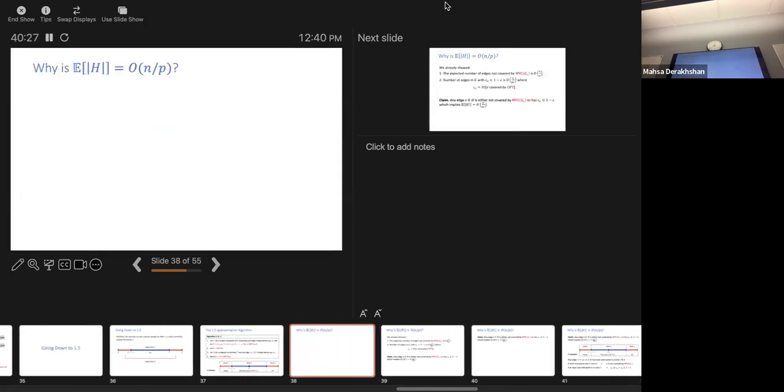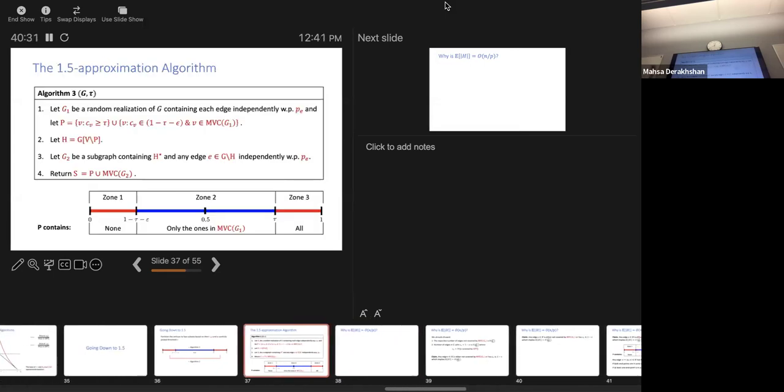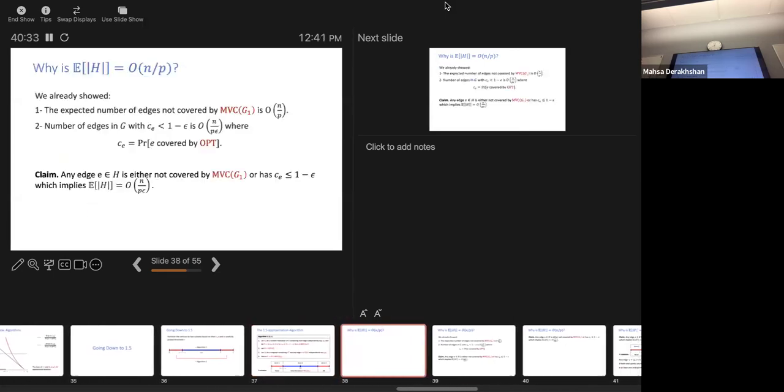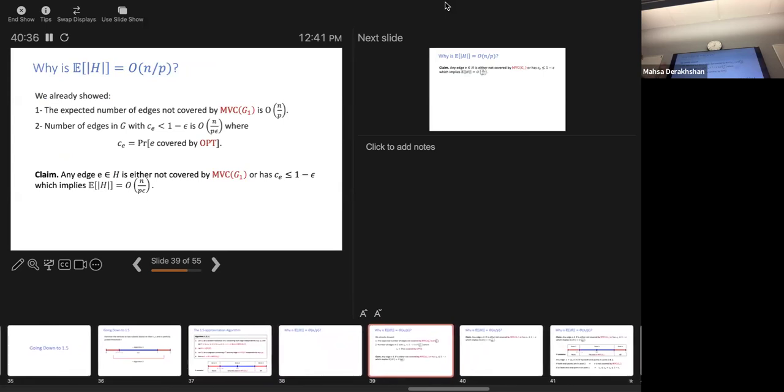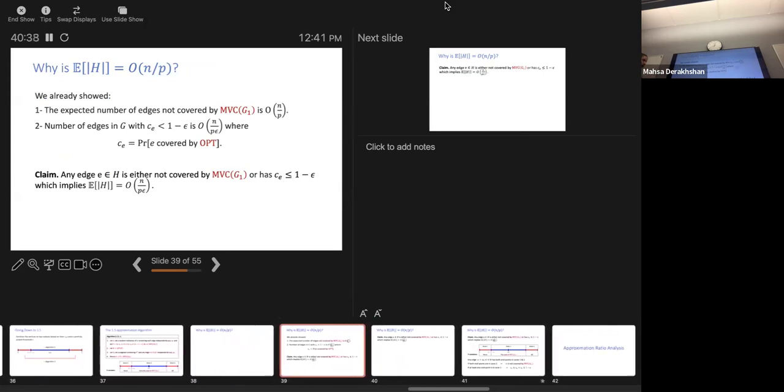Okay, the first question, why is it that H is small? We already proved two things for algorithms 1 and 2, right? To show that those algorithms query quite a few edges. The first one was that the expected number of edges not covered by a random minimum vertex cover is small. And the second one was that the number of edges that will remain uncovered by a random minimum vertex cover with probability at least epsilon is at most O of n over epsilon B.